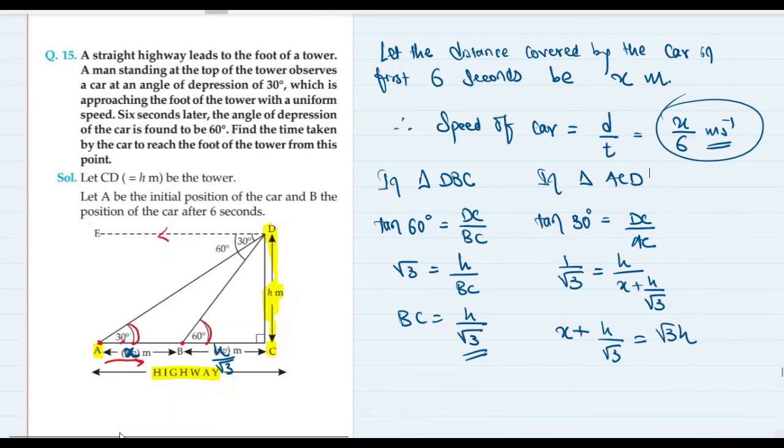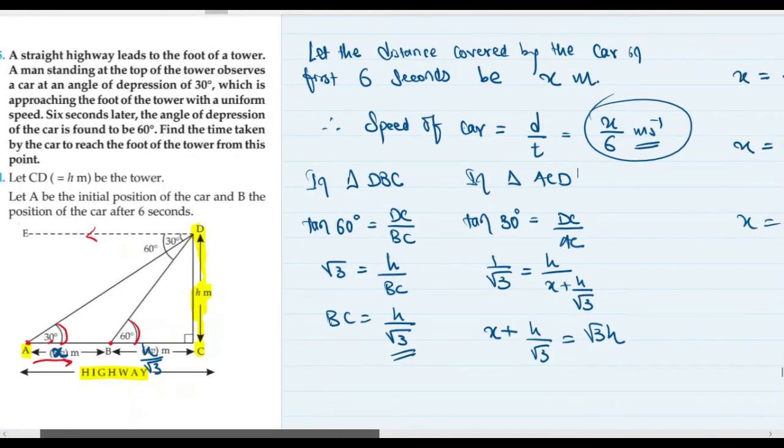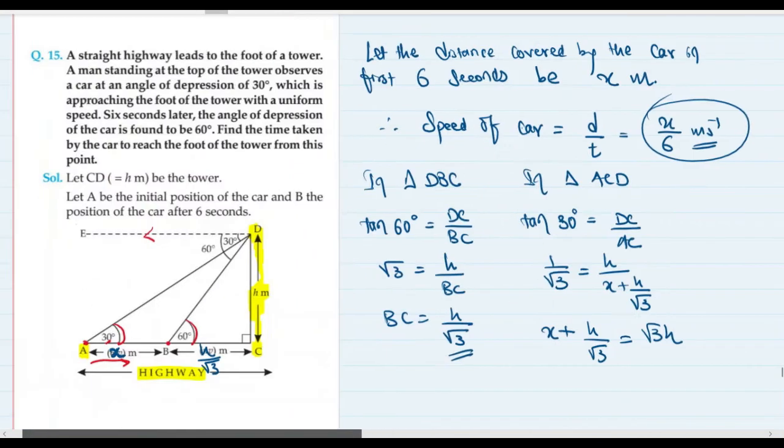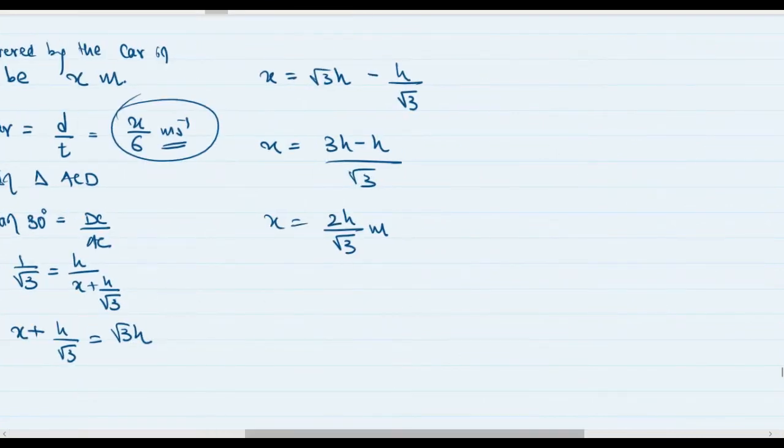Okay, now I want to find what is the distance from B to C in terms of h. In terms of h. Okay, so h by root 3. Therefore, h by root 3 is equal to, this 2 goes on the other side, so we get x by 2 meters.